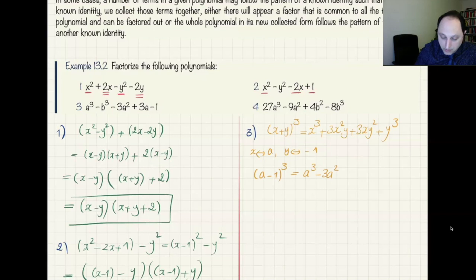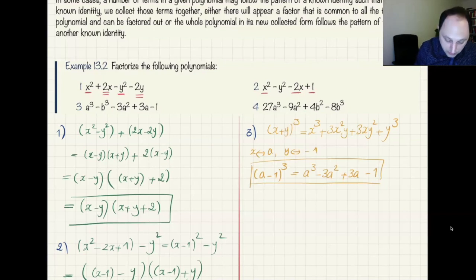So you see, minus 3a squared times negative 1 becomes negative 3a squared. And then it becomes positive 3a. And then negative 1 to the power of 3 is negative 1. Okay, so this is what I expect you to realize just by looking at the problem. I hope that you now understand what the goal is.